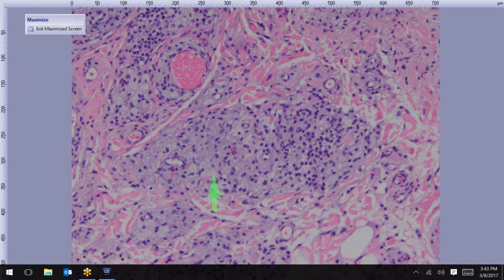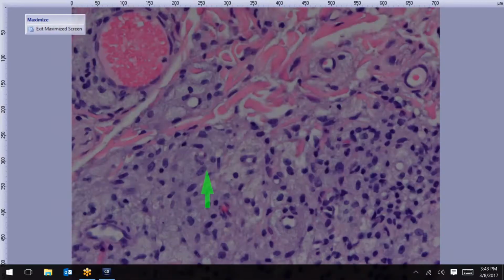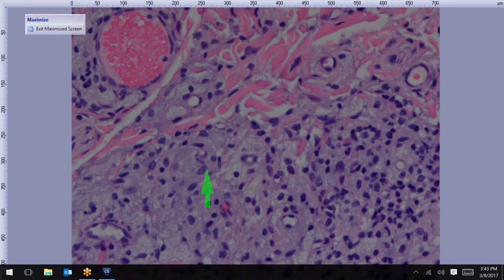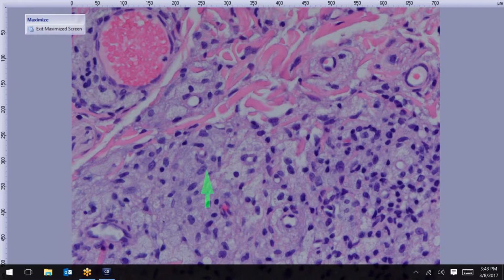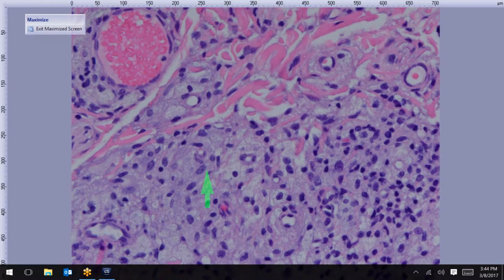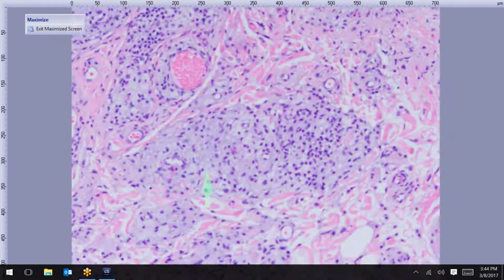And we can see here that these cells are kind of enlarged. They're kind of pale, and at even higher power, you see that foamy cytoplasm. So eyelid skin, foamy histiocytes, and so the diagnosis on this is xanthelasma. Pretty classic.